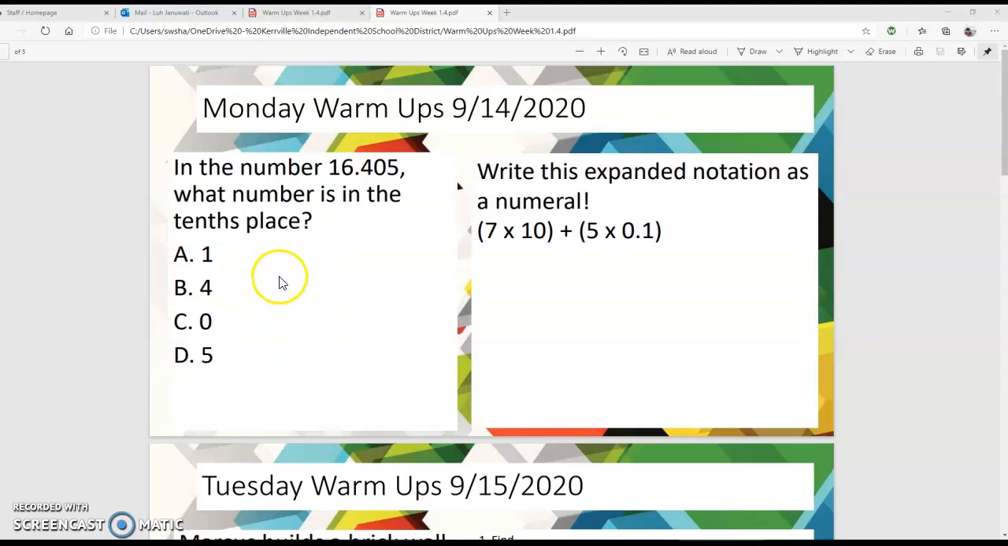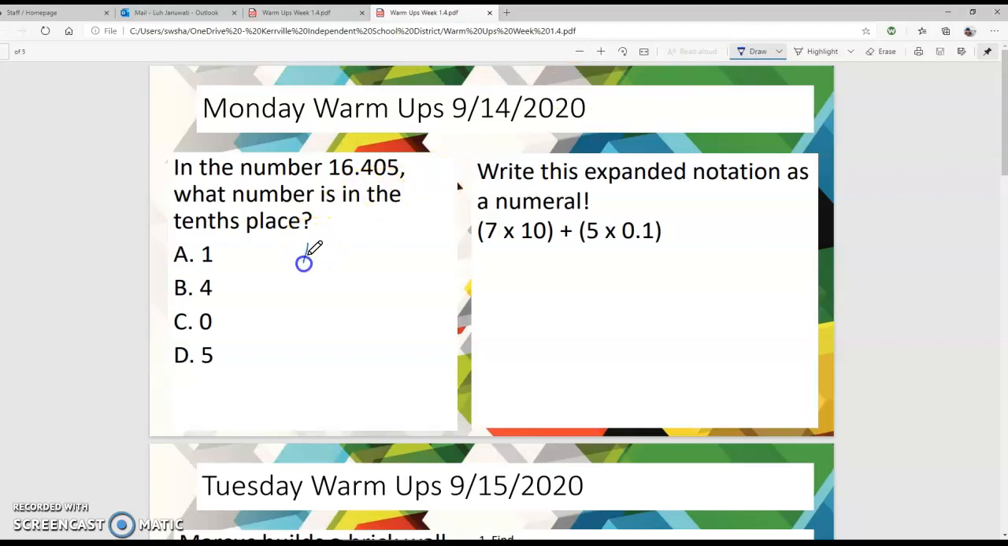Okay, I'm going to start with the Monday warm-up. In the number 16 and 405 thousandths, I read it as 16, and the dot is "and". You read the whole number part as if it's a whole number, and then read the place value for the 5. So 16 and 405 thousandths. What number is in the tenths place?